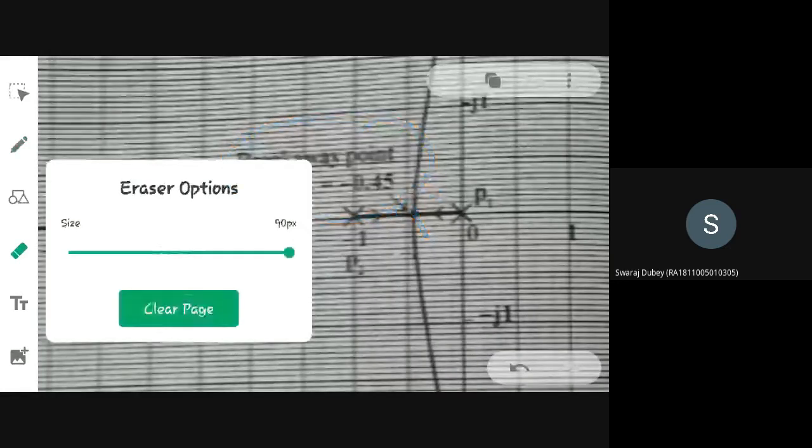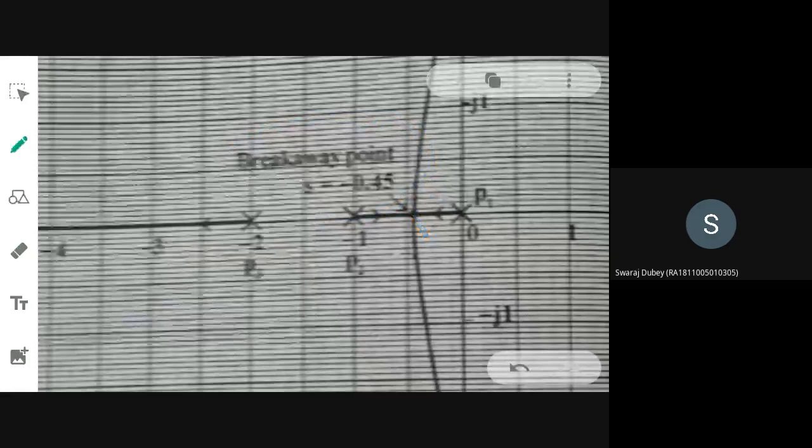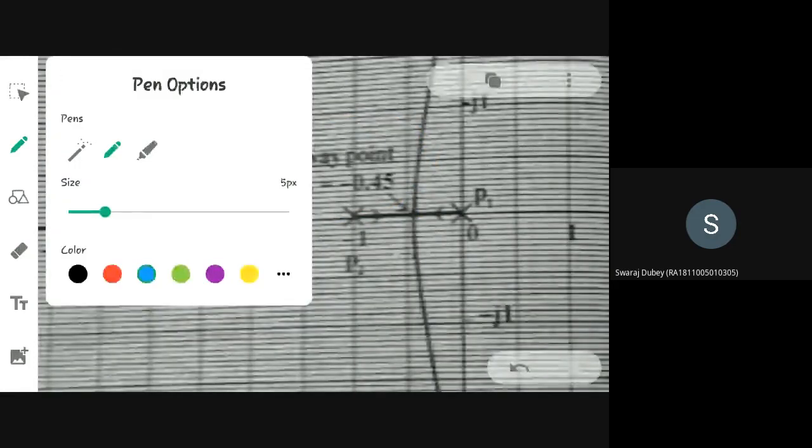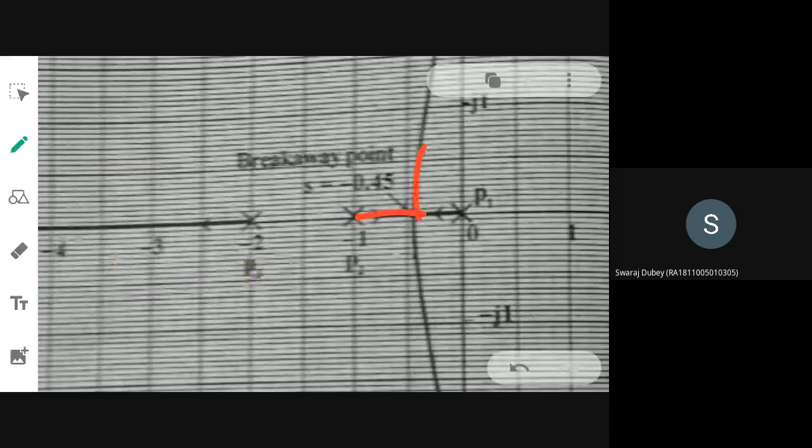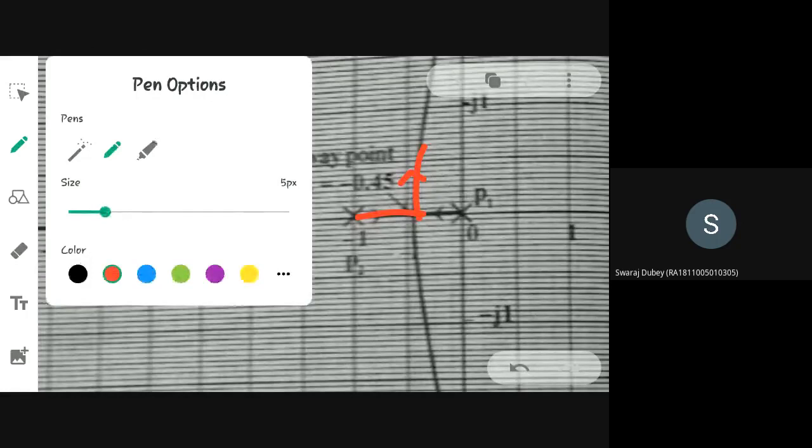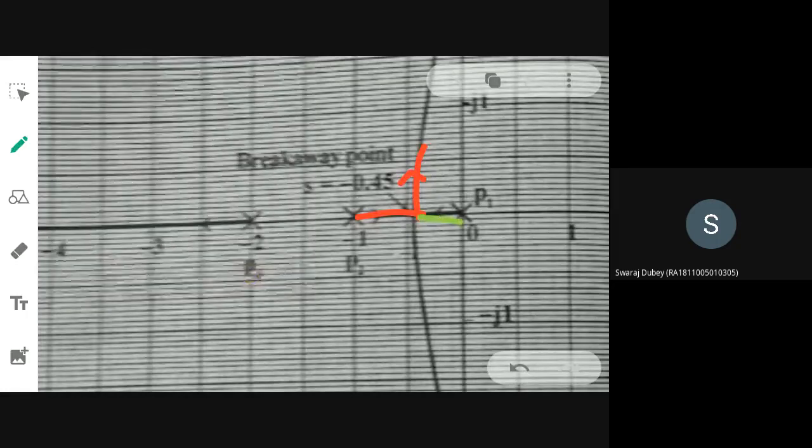Then the next step after breakaway is you need to find the angle of departure and angle of arrival. So here you are having a complex zero and complex poles. This is your breakaway point, minus 0.45. At this point only the root locus branches will be breaking away. One will start from this pole, travel, and break away here. The other will travel from the other pole, break away at the same point, and travel here.